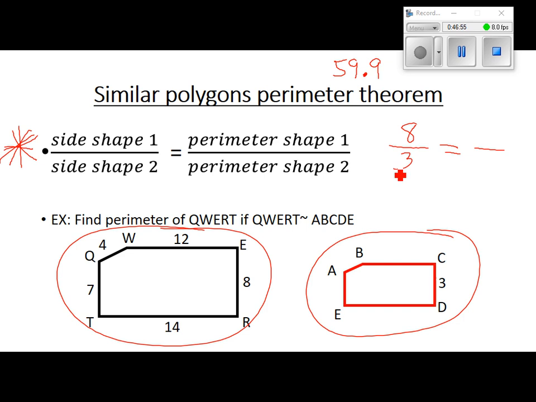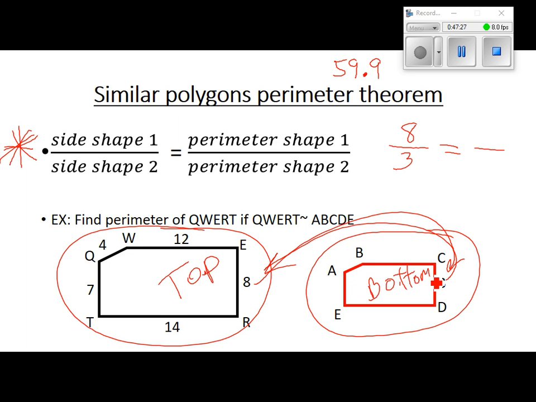I thought it was 3 over 8. Does it matter? It doesn't make a whole lot of difference which way it goes. So if you wanted to do it 3 over 8, that's fine. You just have to make sure if you put 3 over 8, then you went from here to there, the way I went from here to there. So everything from this one's going to go on top, and everything from this one's going to go on the bottom.